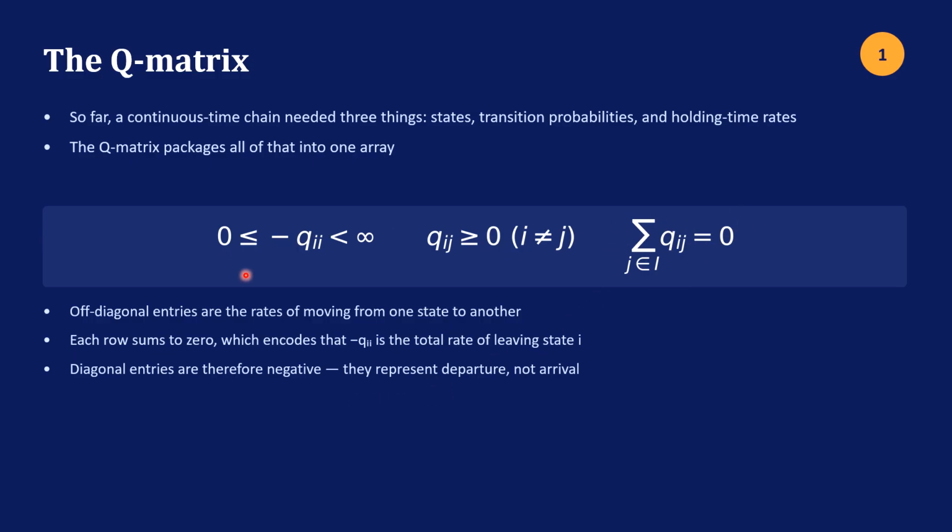Okay, so this may seem a bit abstract. On the next slide, I'll show you an example based on a Markov chain we did in lesson 9, and then I'll show how to recover the transition probabilities and the holding times from the Q matrix.